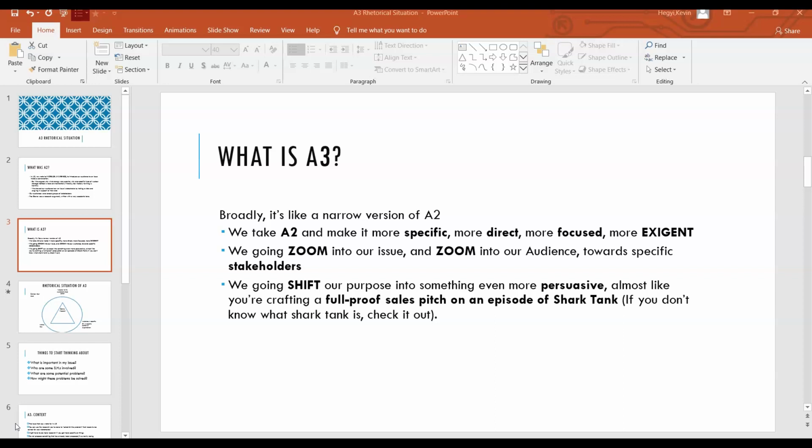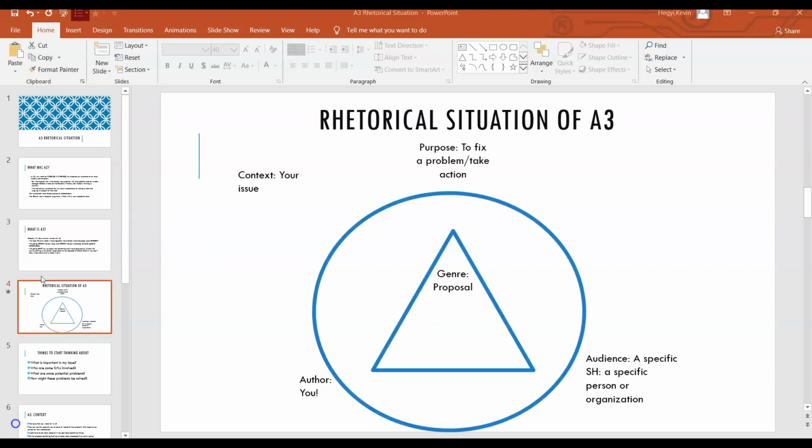So it's a narrow version of A2 in the sense that we're taking something in our issue and we're offering a solution. This is the take action part of A2. A3 is the take action part. I said that if you're going to include that position and a call for action in A2, it was going to come at the end because A3 was going to pick up where that call for action left off.